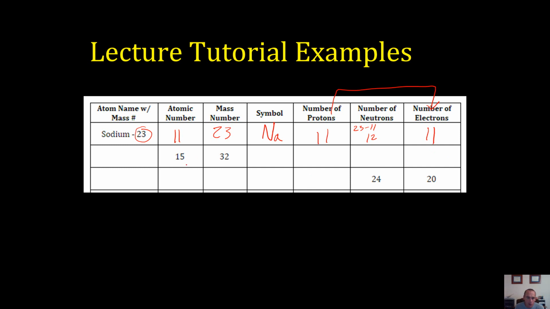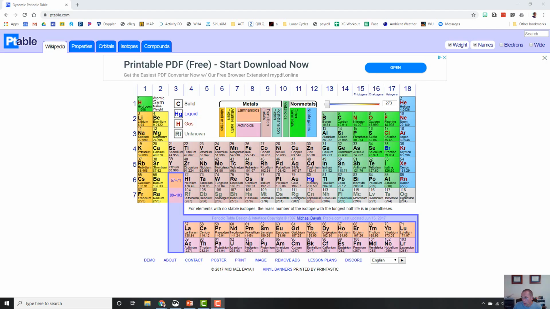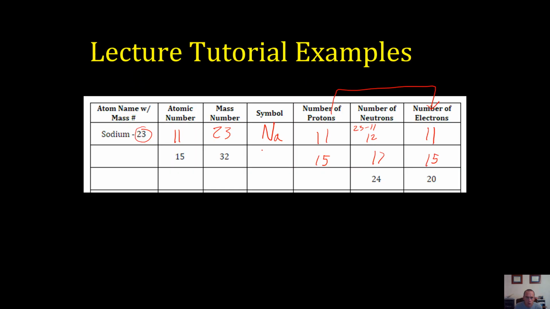So then we have atomic number 15 and mass number 32. So that tells me 32 minus 15 is 17 neutrons. Atomic number 15 tells me 15 protons, 15 electrons, because the atom is neutral. And if I grab my periodic table, I see that the element that has 15 protons is phosphorus. It's the 15th element on the table. Our symbol is P for phosphorus, and so we can write phosphorus-32 because its mass number is 32.